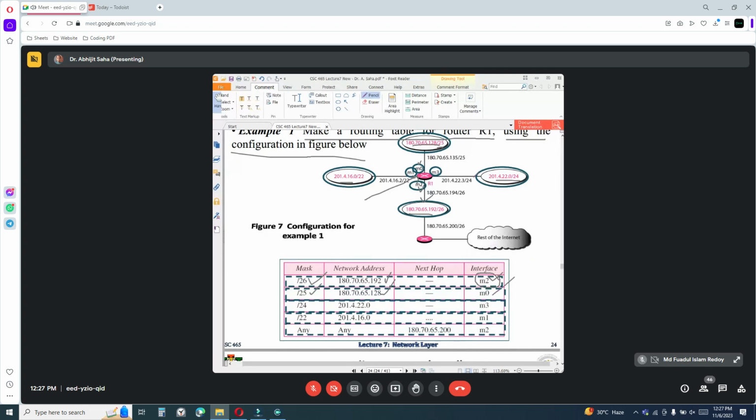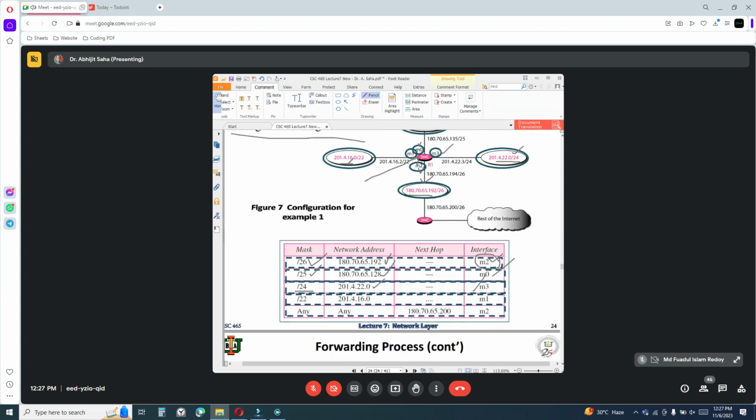Then out of these two, 24 is the next highest. So the slash 24, and then you are writing the network address 201.4.22.0. And yes, this network is reachable directly from R1. So that means no next hop, and the interface number is M3 here, so we are writing the M3 interface.